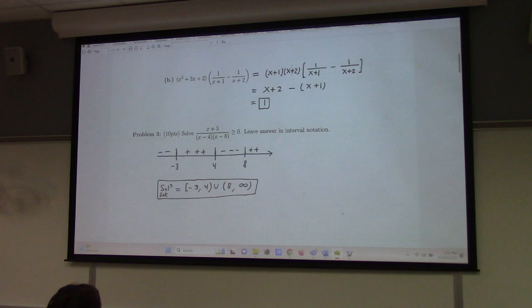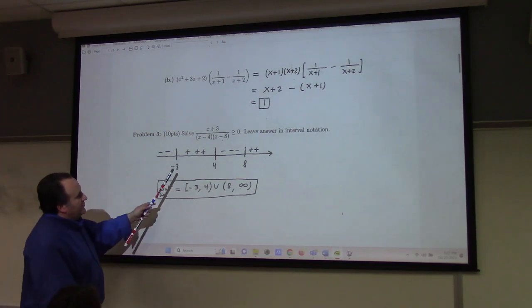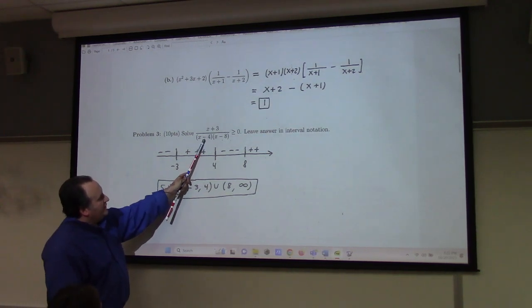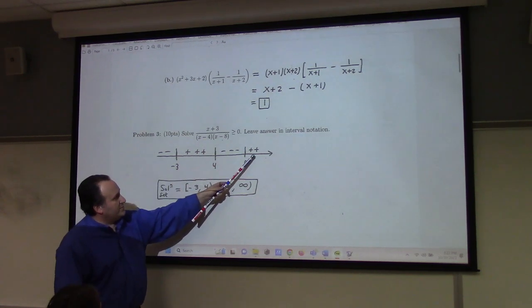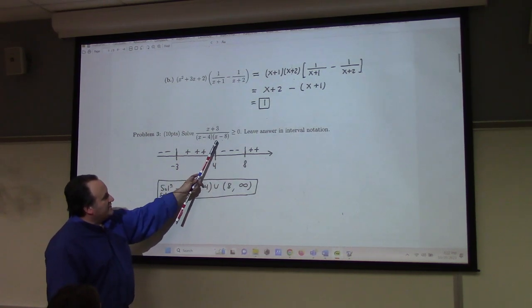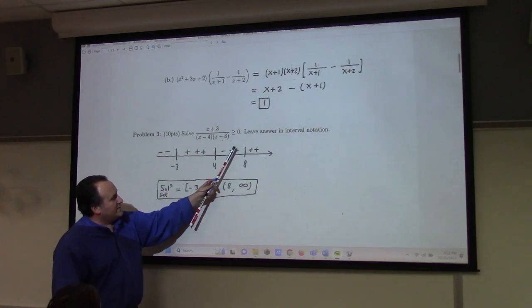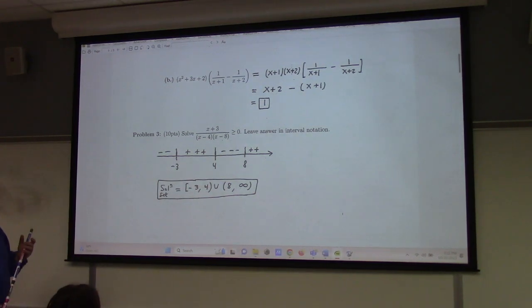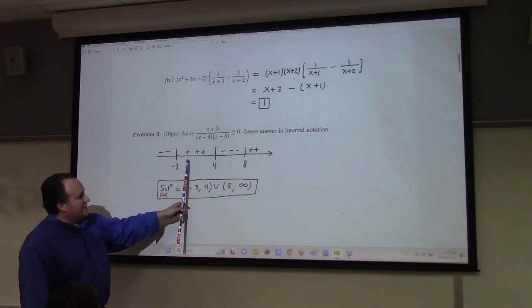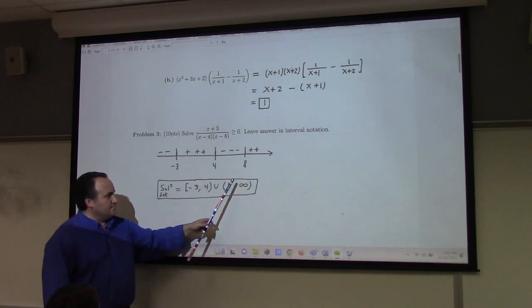Problem 3, moving on, rational inequalities. Here you want to identify all your critical numbers, which in this case are minus 3 from the top, a 4 and an 8. Put them in order, plug in a number, get a plus. The multiplicity of each one of these is 1, so you flip signs each time, plus to minus, minus to plus, plus to minus. And then I'm looking for positive. So I got positive between minus 3 and 4, and then also from 8 to infinity.